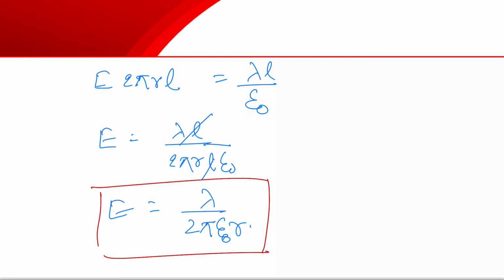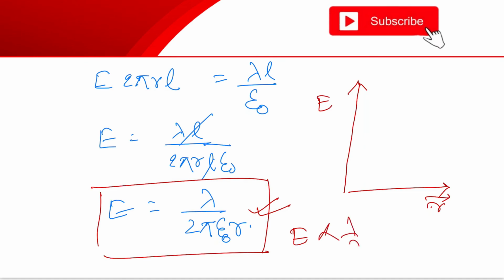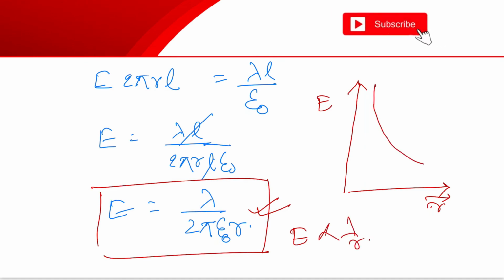If you draw the graph between E and r, from this formula we can see E is inversely proportional to r, so its graph will be like that.